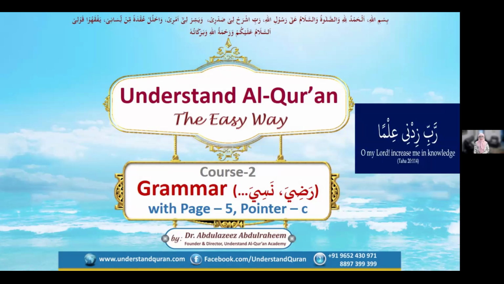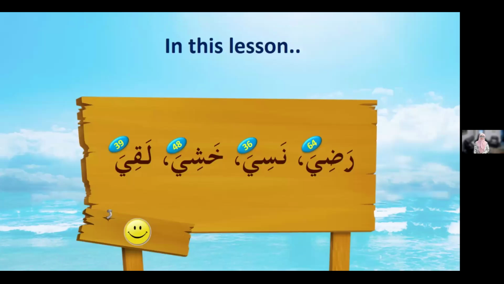Welcome back to our Unlock Quran series where we understand Al Quran in the very, very easy way. This is course 2 and we are doing the grammar part of pointer 5C. Bismillah. Rabbi zidni ilma, ya Allah, increase me in my knowledge. So in this lesson today, we will do 4 words: radiya, nasiya, khashiya, laqiya. We can see the number of this appears 64 times in the Quran, this 36, 48, 39.